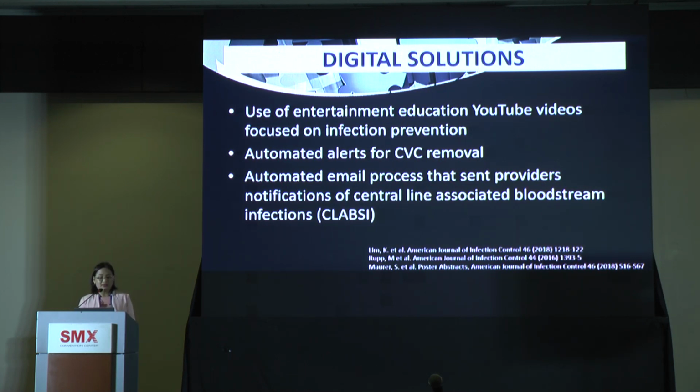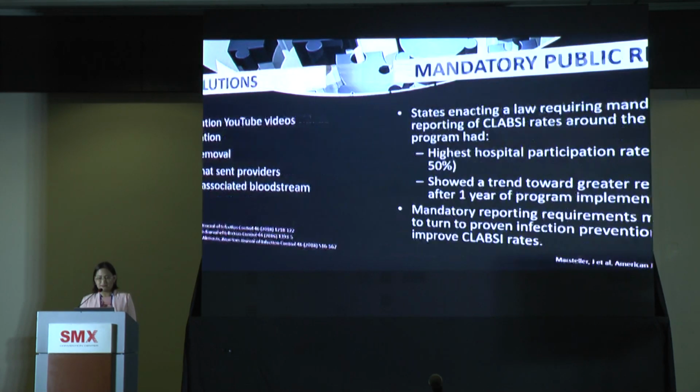And then there's also some data on automated alerts, especially for those on electronic medical records. There are automated alerts for central line removal. It's like a prompter, because in our culture, nurses are shy to call the attention of the physician: doc, the line has been there for so long, do we still need the central line? As we mentioned earlier, line necessity review is very important. So in some centers, they have developed automated alerts for this, and, as I mentioned, automated email processes that send providers notifications when they get CLABSIs.